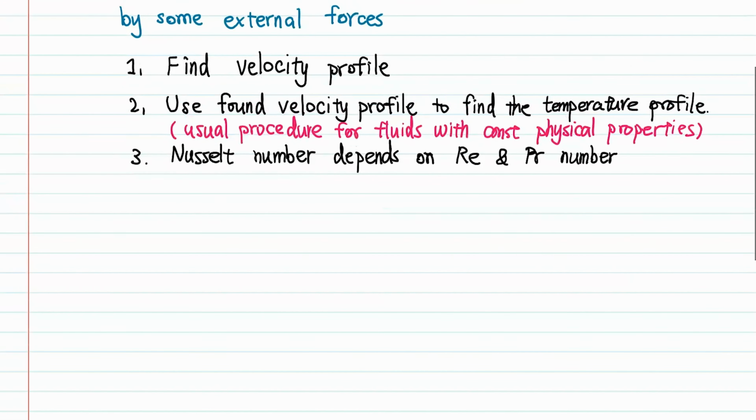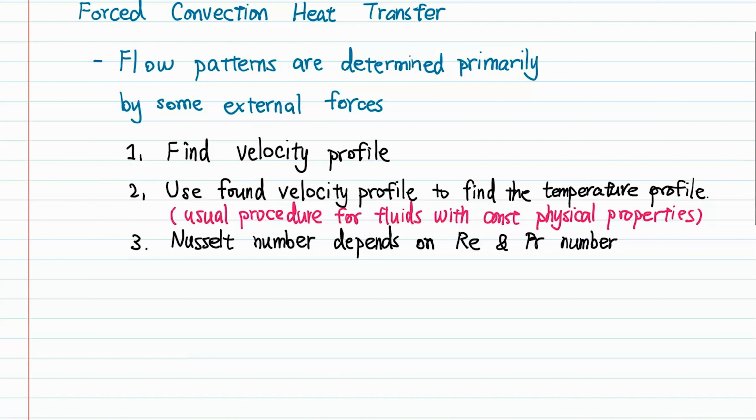Okay, so that's the case for forced convection heat transfer. The essence here is that for forced convection, we will assume that the flow patterns, like the velocity profile, are not really affected by the temperature gradient. It's going to be determined by external forces like pressure gradient. So you'll find the velocity profile using your fluid mechanics under some conditions, but not affected by the temperature profile. And you'll use that velocity profile to find the temperature profile, because you'll now have a term that's going to be governed by convection. And finally, in this case, the Nusselt number will depend on the Reynolds number and the Prandtl number.